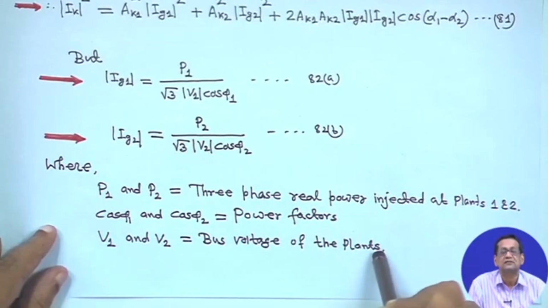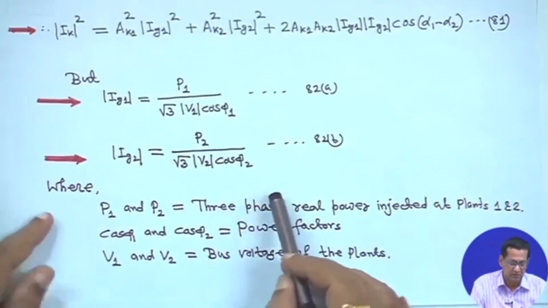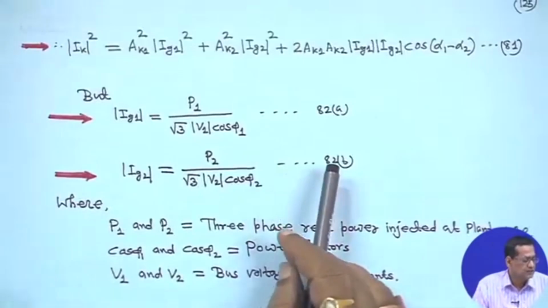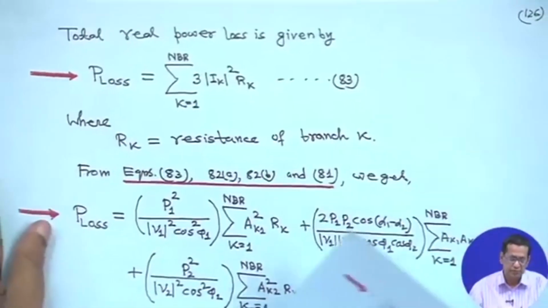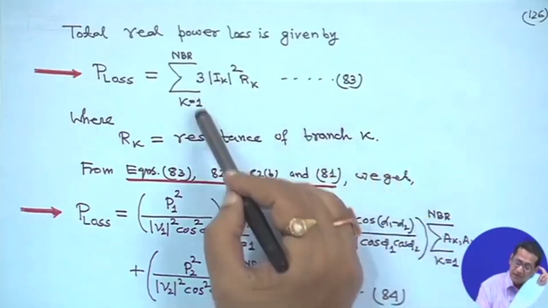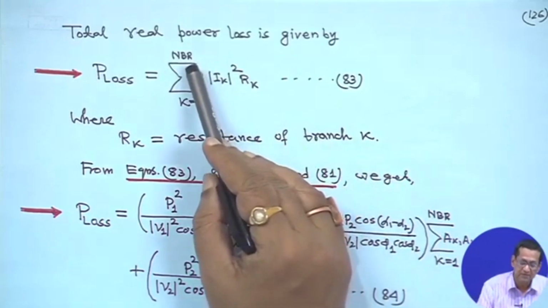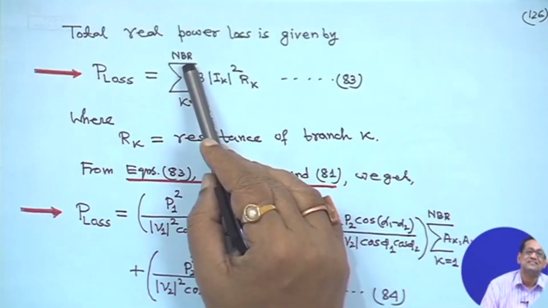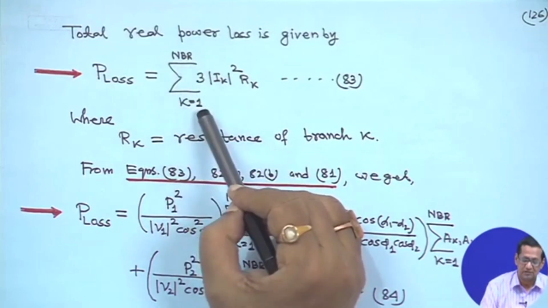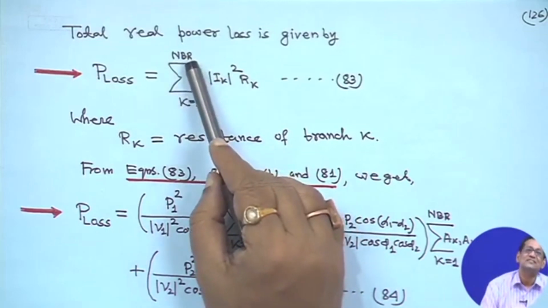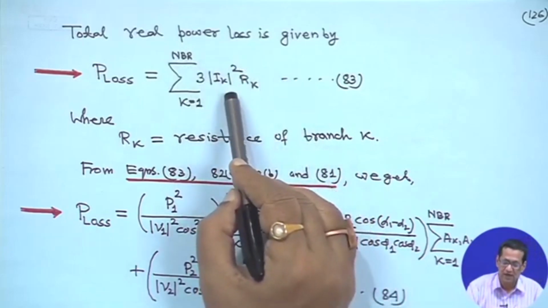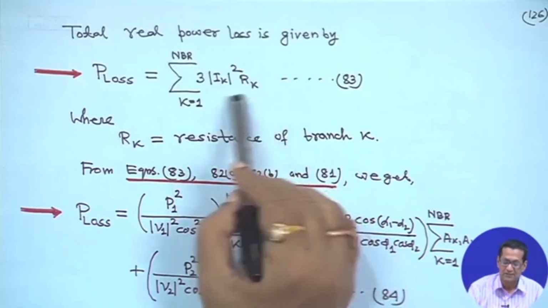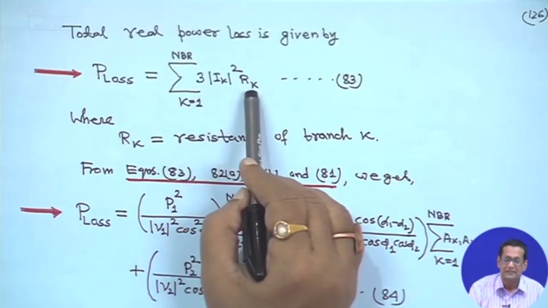Cos phi 1 and cos phi 2 are the power factors, and V1 and V2 are the bus voltages of the plants, right. The next thing is the total 3 phase power loss. In that case the total real power loss is given by the sum over k equal to 1 to NBR, where NBR means the total number of branches in the transmission network, is equal to 3 times magnitude I_k squared times R_k. It is a 3 phase system, that is why it is multiplied by 3, right.